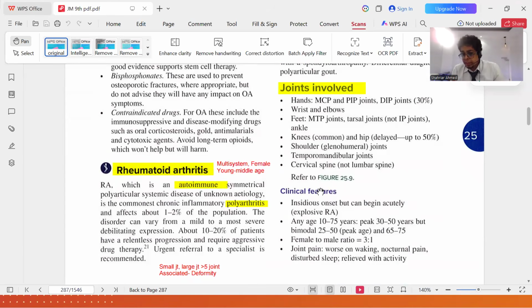Great. So we'll read rheumatoid arthritis, then we'll get into the breaks actually. Okay, the next thing piling up is rheumatoid arthritis. Can you tell me some information for rheumatoid arthritis? Let's see how many points.